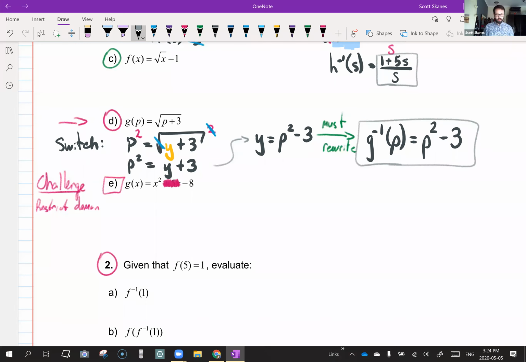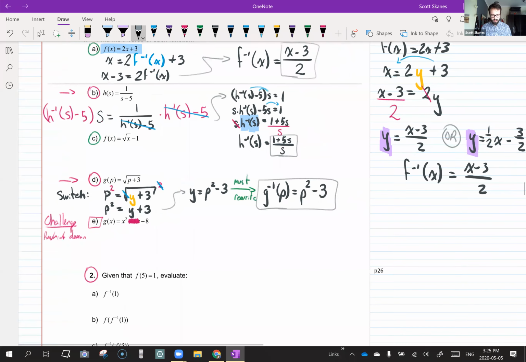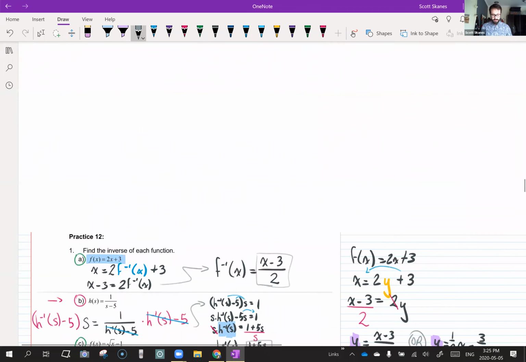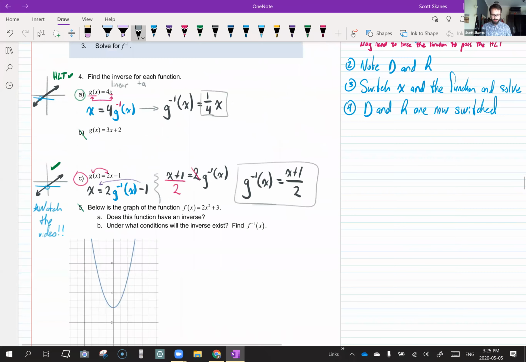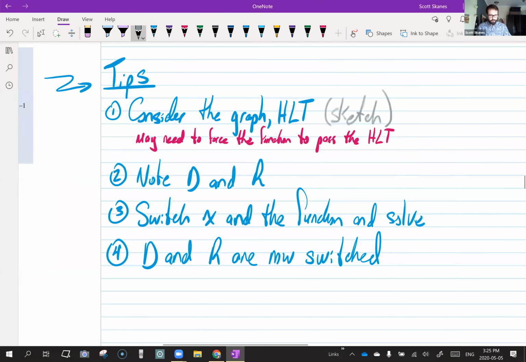Long story short, let me go back and make sure you understand these steps now. So I'm just slowly scrolling up. Let me travel back in time to my tips here and talk about them one more time. First thing, consider the graph. I haven't been doing that lately. I should have been considering it. I'll draw some quick sketches when I go back down and note the domain and range if there's any problems.